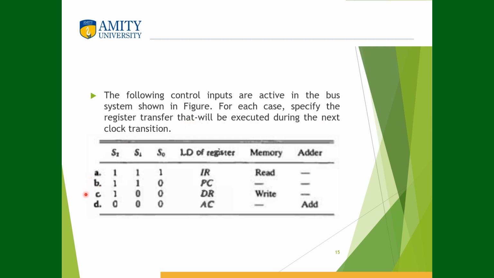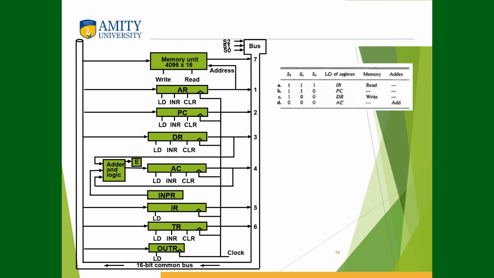So if we have parts A, B, C and D, each of them is a separate instruction. So if this is the case, what are the instructions that will be executed, what are the operations that will be carried out, and that's what we have to determine. First we will draw the bus system. We will be addressing this bus system.